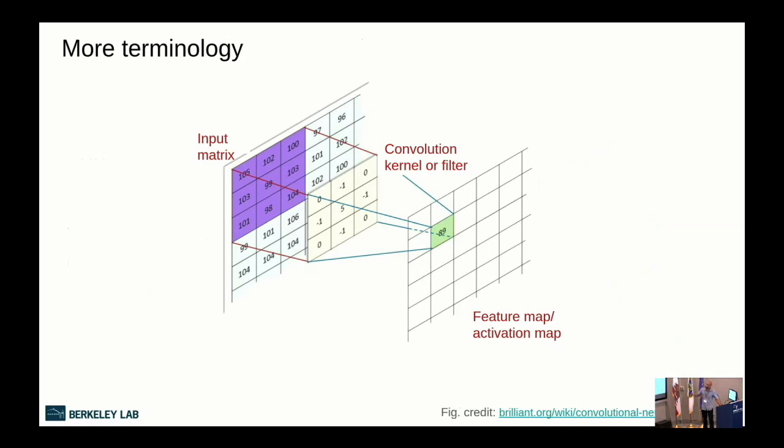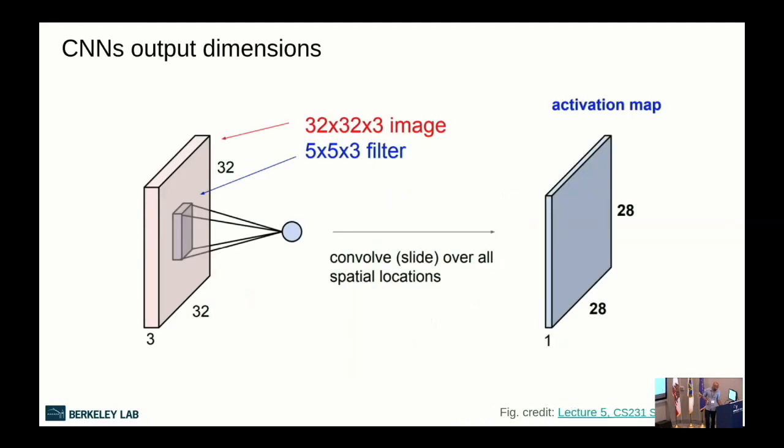A few terminologies. This is my input matrix. We call it an input matrix. This is a convolution kernel or filter. So you will see that if people say a kernel, it means just a bunch of weights that you multiply by the input. It's also called a filter, so you'll see that everywhere. And then the output is, most of the time, called a feature map. Sometimes people say it's an activation map.